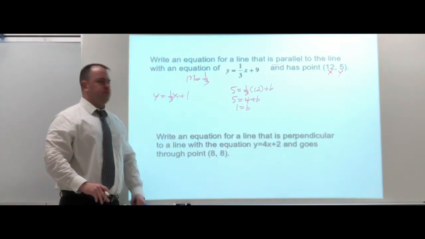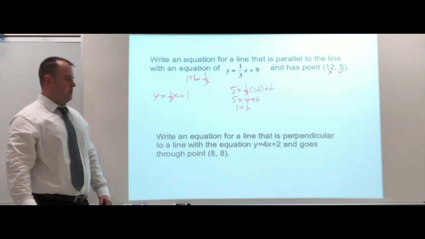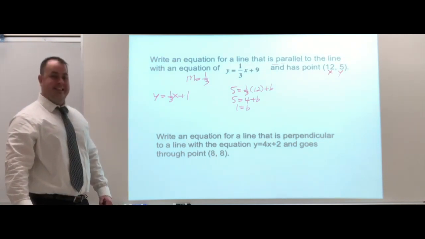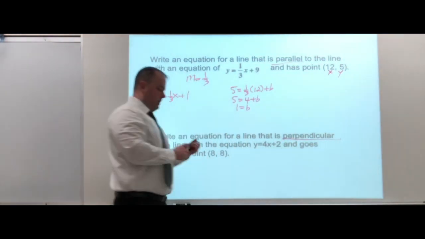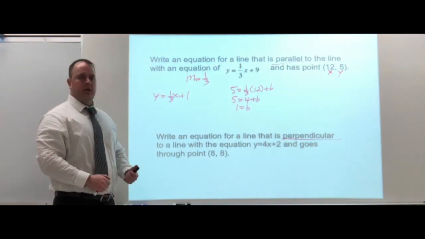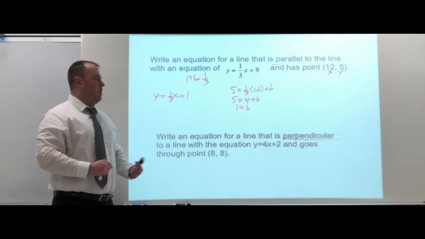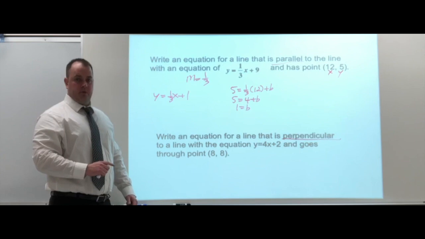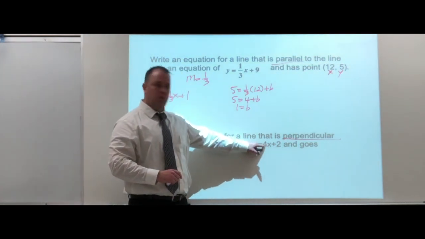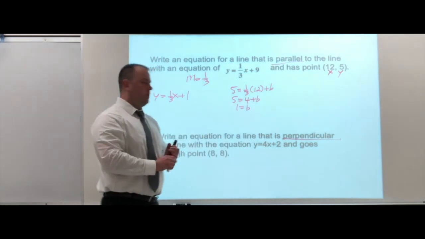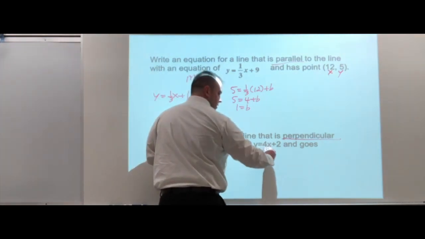Write an equation for a line that is perpendicular to the line with an equation y equals 4x plus 2 and goes through point (8, 8). So this time perpendicular is an important word. Perpendicular lines meet and form a right angle. They have opposite reciprocal slopes. So since in this equation, y equals 4x plus 2, 4 is our slope, you need to be able to pick out what the opposite reciprocal is.